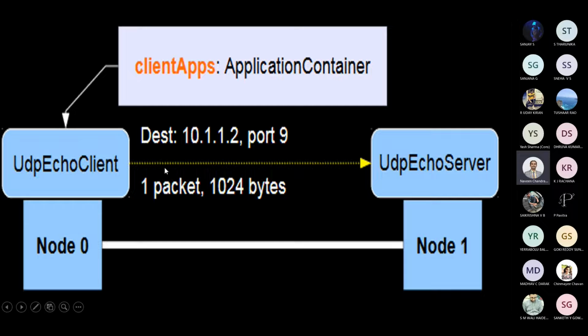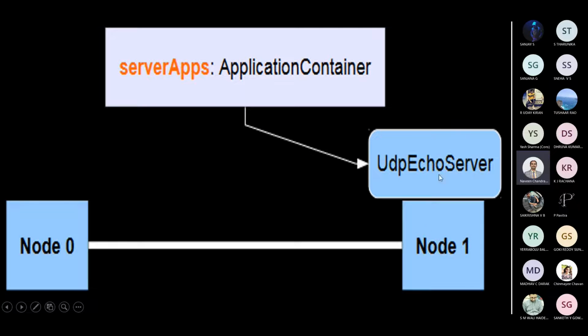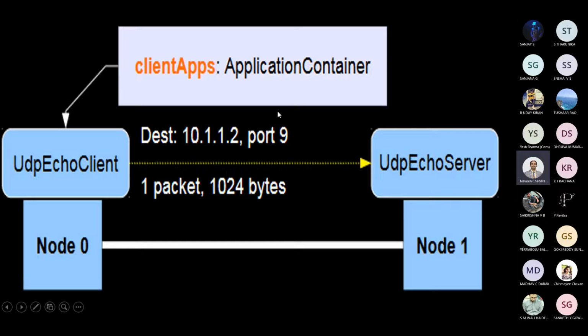Which is the destination? I hope you remember from one of the previous steps when we assigned the IP addresses. We assigned 10.1.1.1 as the IP address to node 0 and 10.1.1.2 as the IP address to the server. On which port? As I mentioned in the previous step, the server has to define the IP and port number. In our case study, we assumed that the port number at the server is 9. So the client is sending one packet of size 1024 bytes to the destination 10.1.1.2 at port number 9.